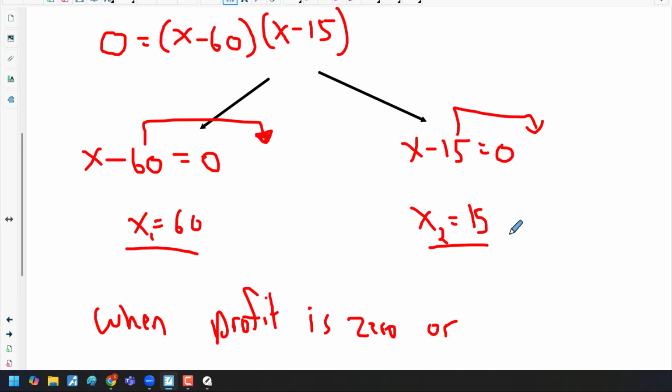So $15 meaning, the cost is too low. We're selling it too cheap. We're not making any money. Maybe our expenses are too high. But if we sell it for $60, maybe it's so expensive that nobody's really buying it, that we're also losing money, or in this case, breaking even.